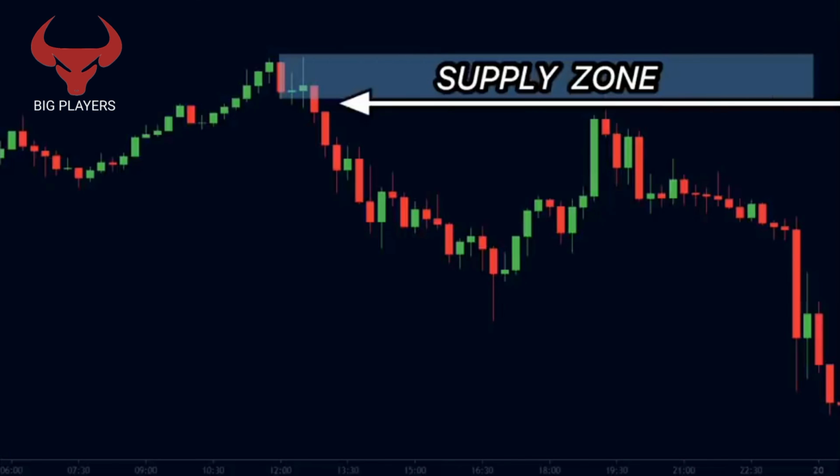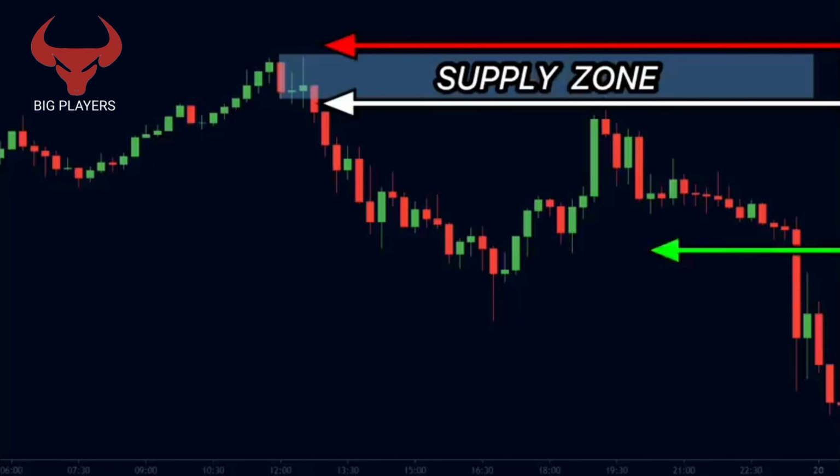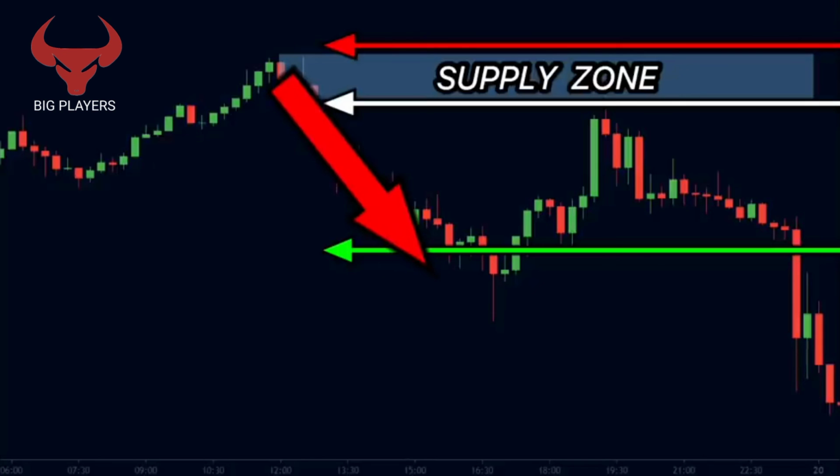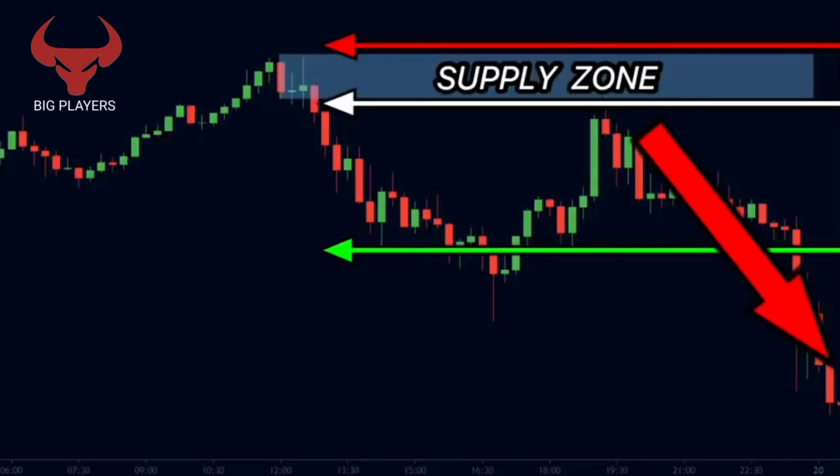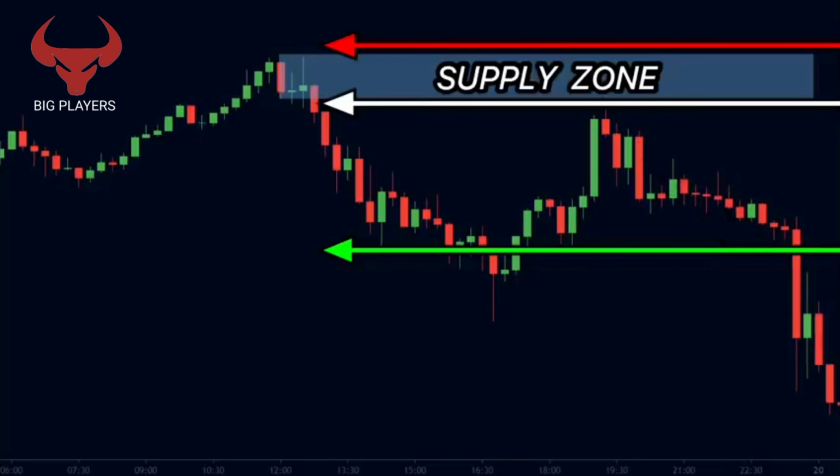So we place a sell trade below the supply zone and keep our stop loss above the supply zone. We can place our targets at 1.5:1 risk to reward ratio. After the down move, the price makes a pullback and tests the supply zone. This candle triggers our order. And as you can see, the price makes a strong down move after it touches the supply zone. Hence, we successfully closed the trade in profit.